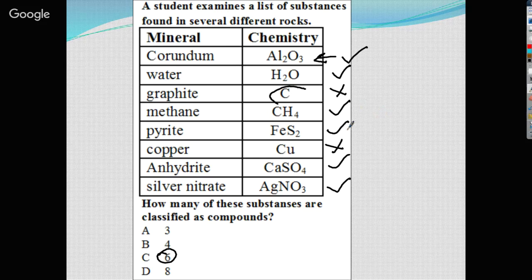This is considered an element. This is considered an element. When there's 2 or more elements, we call that a compound.